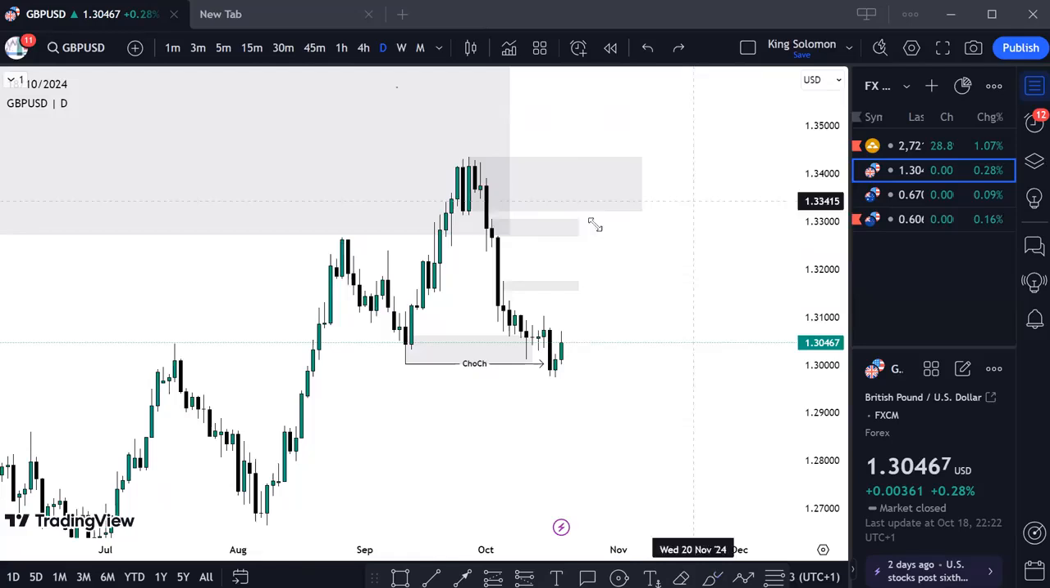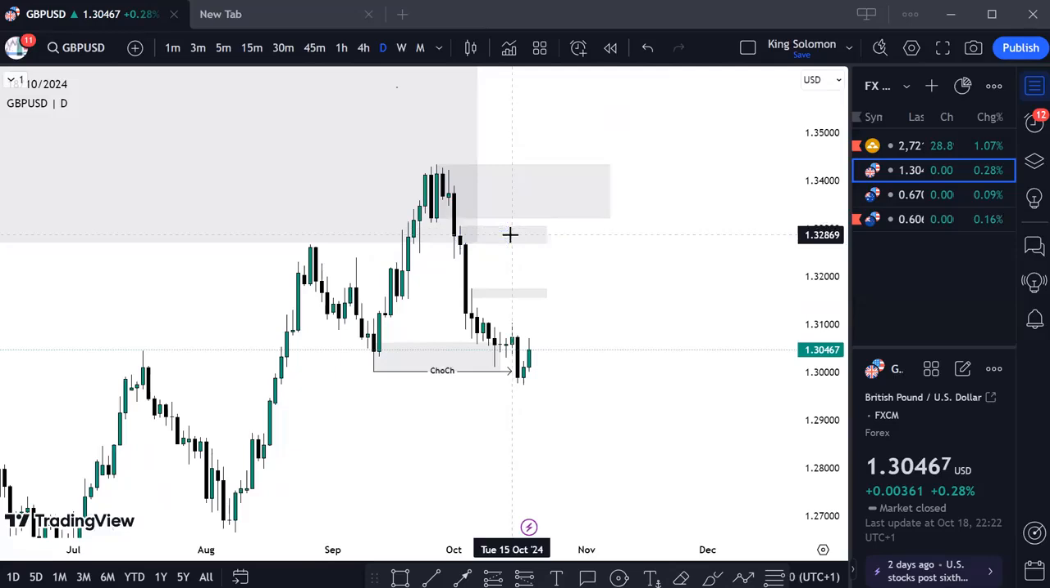And I marked my supply zones that we can expect price to tap into before its continuation on its bearishness. All right, so marking this, I think I marked on the daily time frame this bullish candlestick. Since this was a downtrend, a bearish move, marking the bullish candlestick can be ideal as the supply zone, since it was an engulfing candlestick.